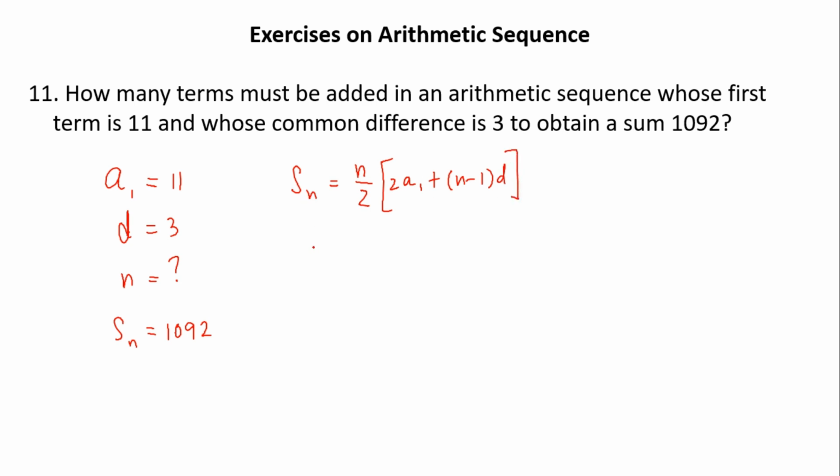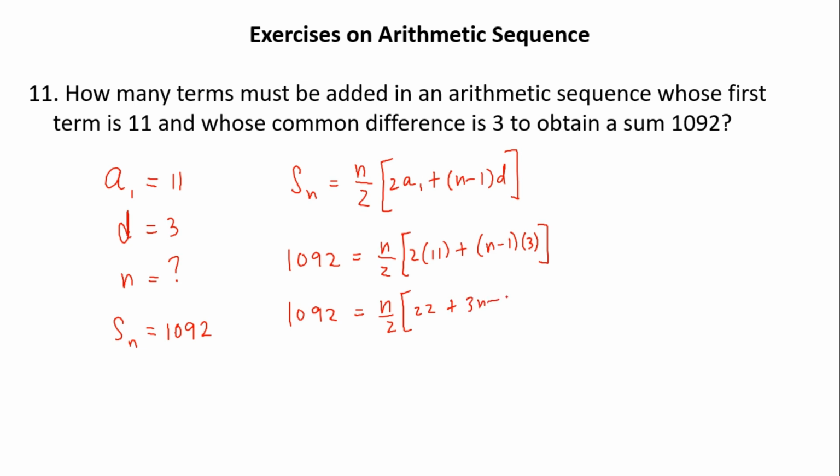Plugging in the values, we have S sub n equals 1092. So 1092 equals n over 2 times (2 times 11 plus (n minus 1) times 3). We have 1092 equals n over 2 times (22 plus 3n). So I'm gonna distribute 3. So 3n minus 3. 1092 equals n over 2 times (19 plus 3n).